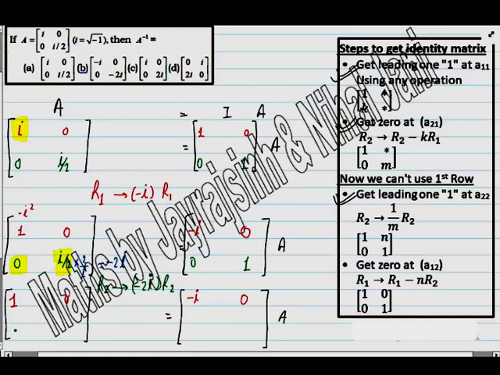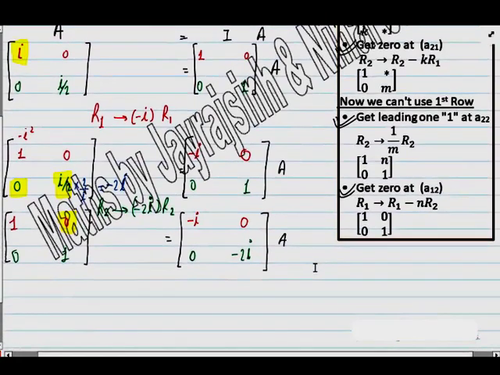So 0 into minus 2i will be 0. i by 2 into minus 2i will be 1. 0 into minus 2i, 0, and minus 2i. And in the last step, we need to get 0 at the A12 element. And we already have A12 as 0, right? So we complete our steps, and as you can see, we get I is equal to A inverse A form, which suggests that our A inverse is minus i 0, 0 minus 2i.